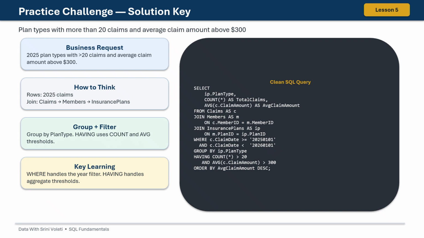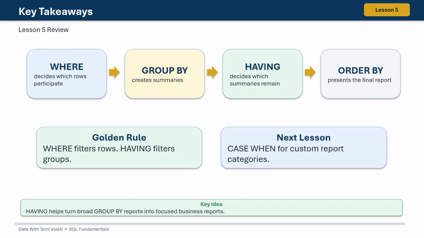Let us review the lesson. WHERE decides which rows participate in the report. GROUP BY creates summaries from those rows. HAVING decides which summaries remain. ORDER BY presents the final report. The most important rule is still simple: WHERE filters rows, HAVING filters groups. Today we used HAVING with SUM, COUNT, and AVERAGE. We practiced business-style thinking. We also corrected the queries to match the actual Healthcare Claims DB version 2.0 schema.